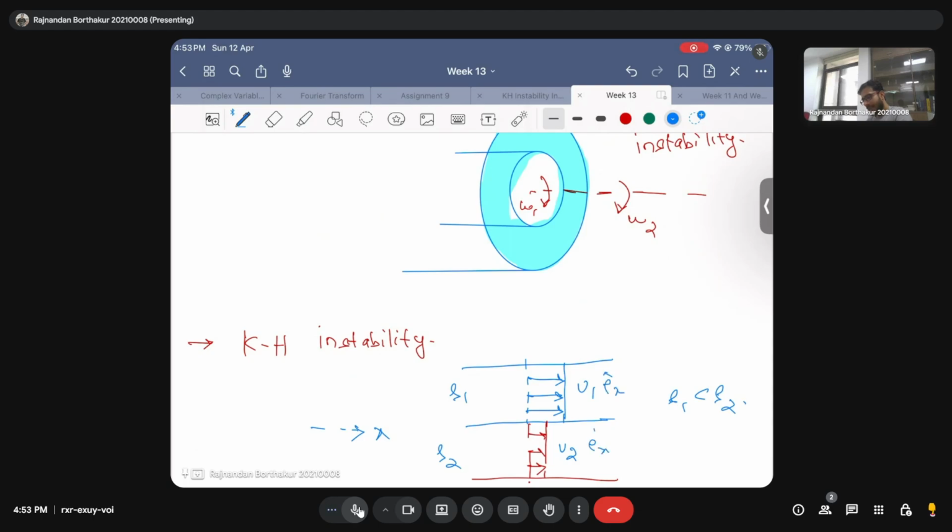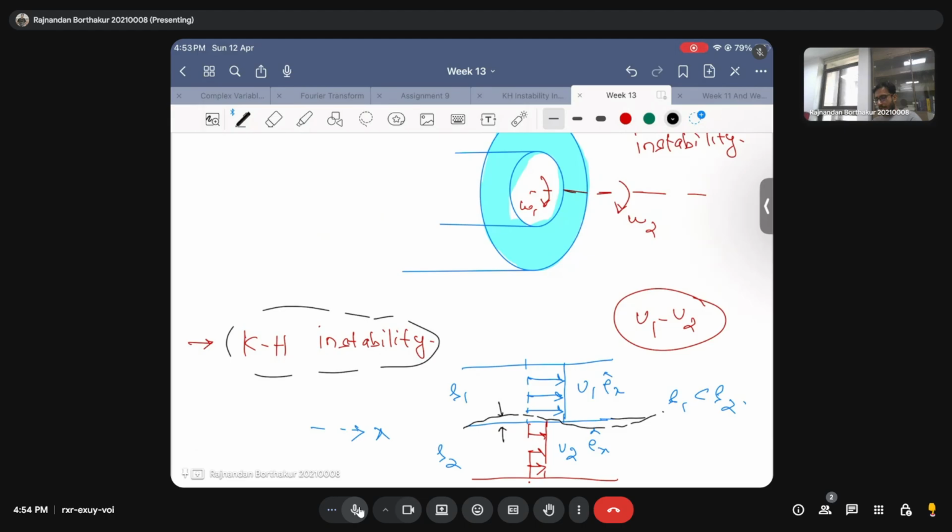If there is a difference between u1 and u2, a shear is caused at the interface of these two fluids because of the change in velocity. This can cause the interface to deform, and an instability then kicks in. So the relative motion of two fluids along a particular direction can cause an instability, and this instability is known as Kelvin-Helmholtz instability.